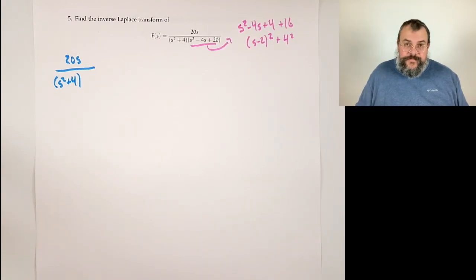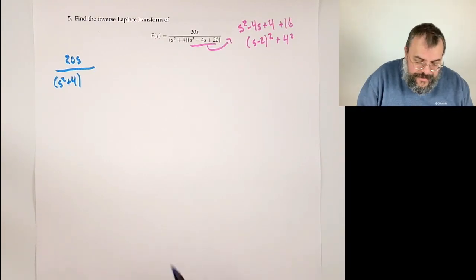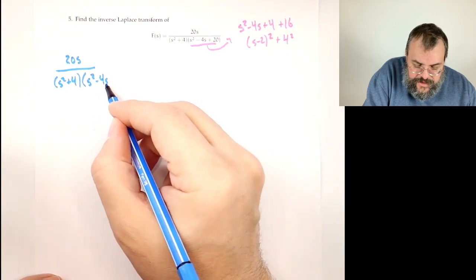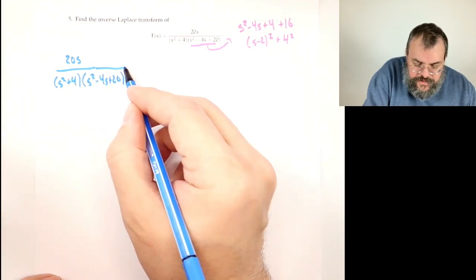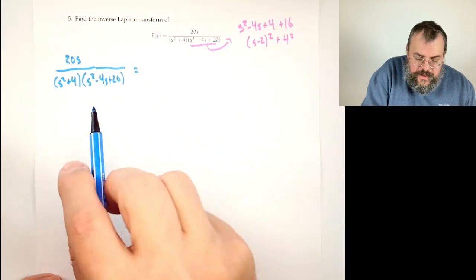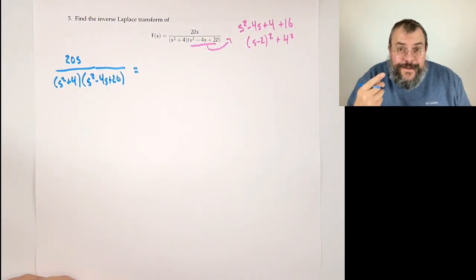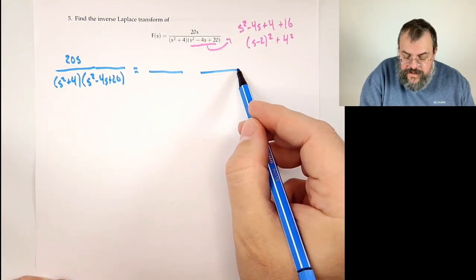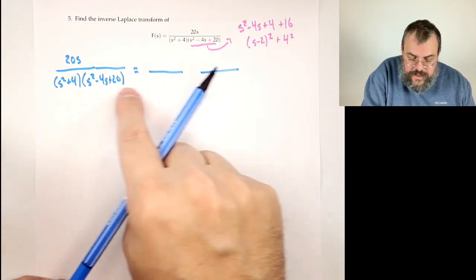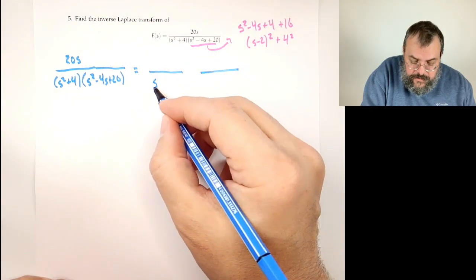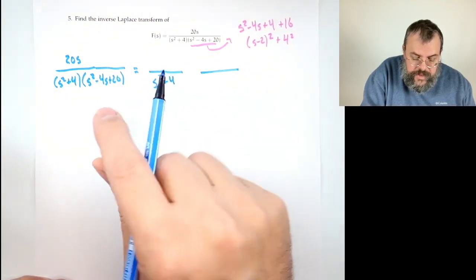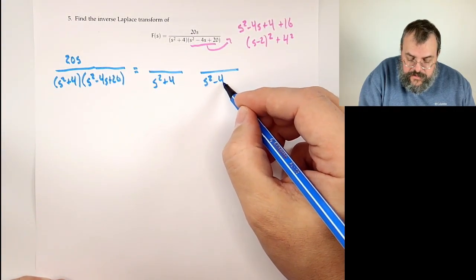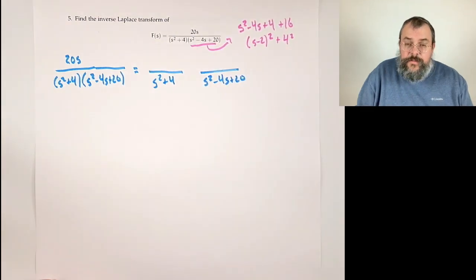Okay, so great. We have two irreducible quadratics downstairs. Irreducible quadratic is also another fun way of saying complex roots. So that means that the first thing, which is finding the form of our partial fraction, is we're going to have two pieces. The first piece is the s squared plus 4 downstairs, and the second piece is the s squared minus 4s plus 20 downstairs.